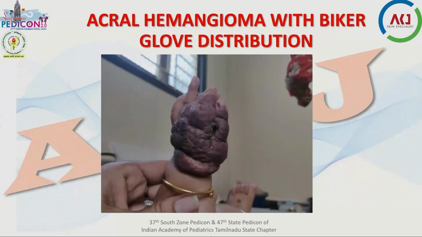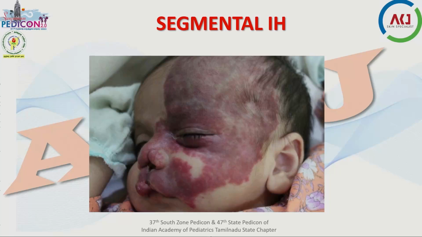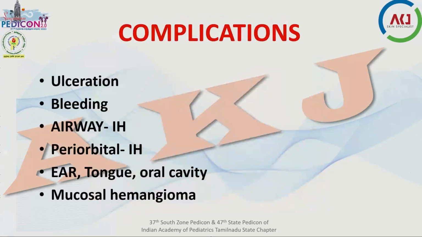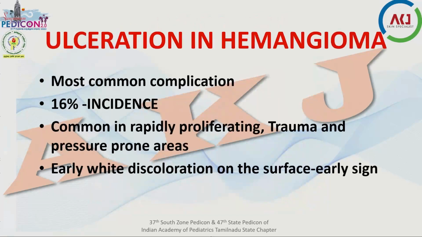Some hemangioma can be like this. This is the glove-like distribution of hemangioma. The hemangioma can be a segmental hemangioma. These are different types. And what are the complications you expect to see in hemangioma?